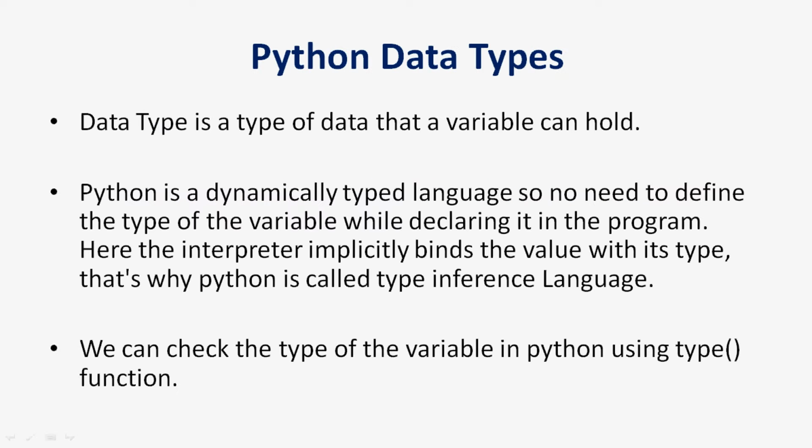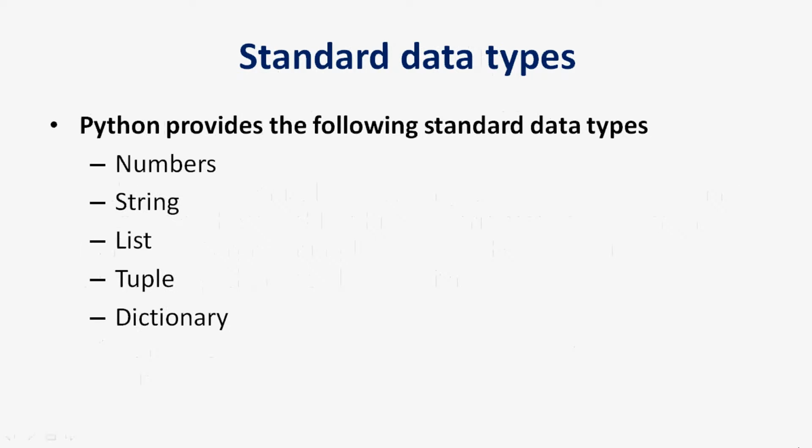Right, first of all we will see Python data types. As usual, data type is a type of data that a variable can hold. Python is a dynamically typed language, so no need to define the type of the variable while declaring it in the program. Here, the interpreter implicitly binds the value with its type. That's why Python is called type inference language. And we can check the type of the variable in Python using type function.